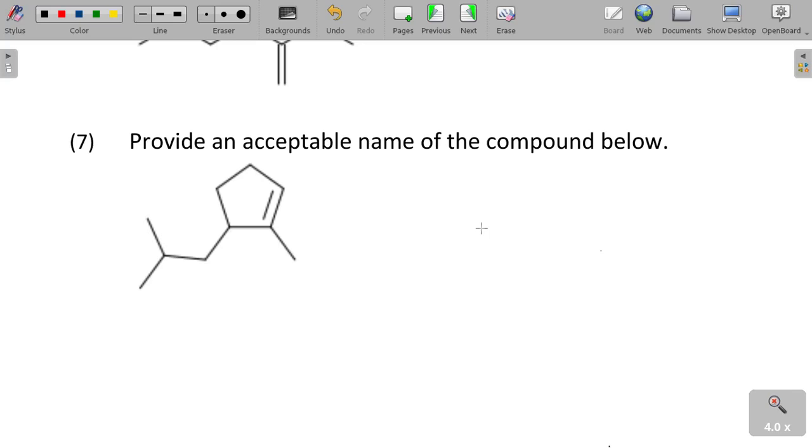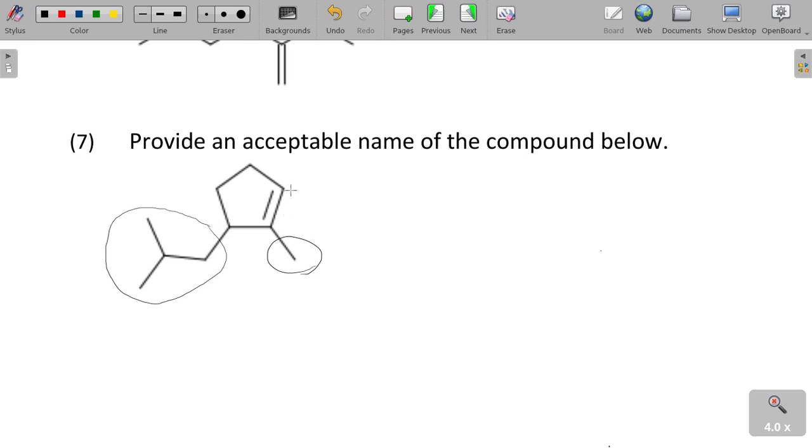Okay, looking at number 7 here, we want to get an IUPAC name for this molecule. And I am going to name it as a cyclopentene because the ring's a little bit easier to do, and that does get the double bond as the high priority functional group. So that does mean that this guy and this guy are substituents.